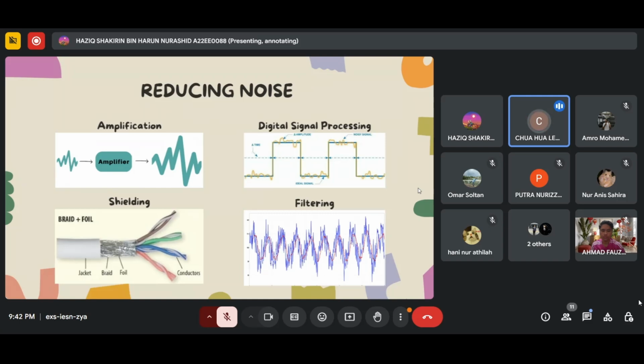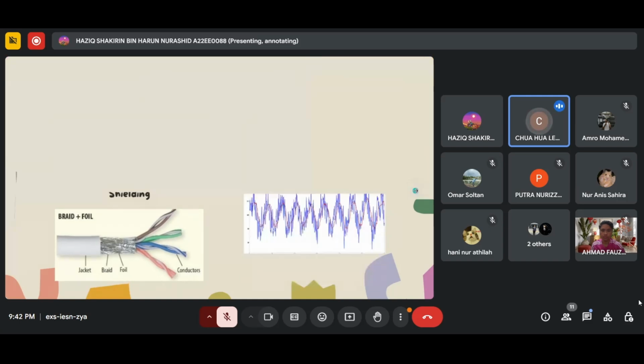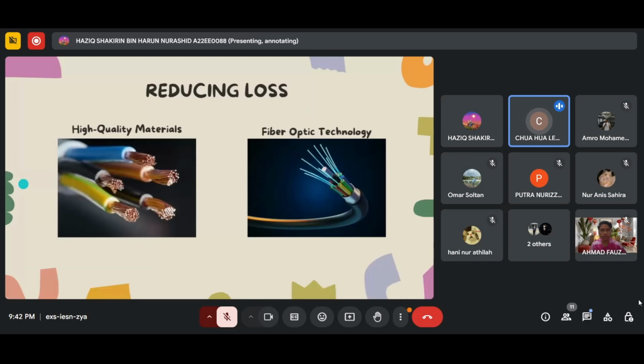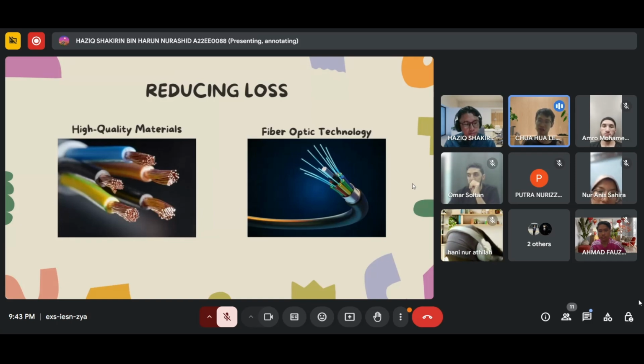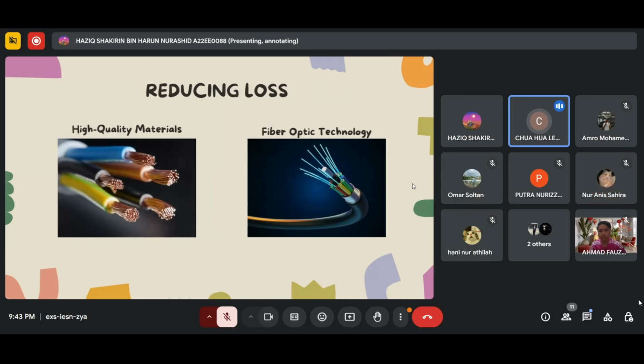Next, I would like to talk about ways that you can reduce losses. Losses are quite interesting to reduce, because it's very hard to reduce losses, because it's something that happens. It makes sense that after a while your signal is going to degrade over distances. So in a way, we can't really fully reduce losses, but we can try to reduce the amount of losses we get per transmission.